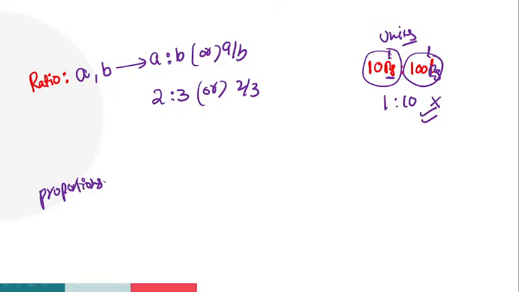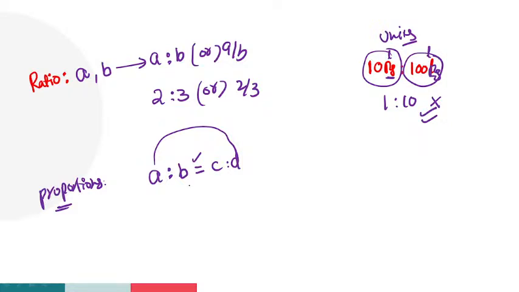The second point is, what is a proportion? Proportion means two ratios are equal. A is to B is one ratio and C is to D is another ratio. Two ratios being equal is called the proportion. The proportion formation is AD is equal to BC. It's very important, guys.